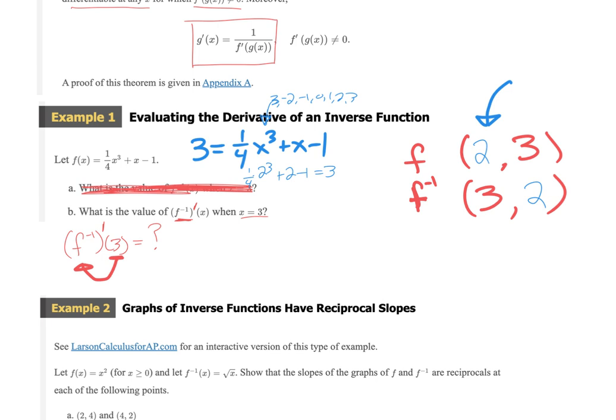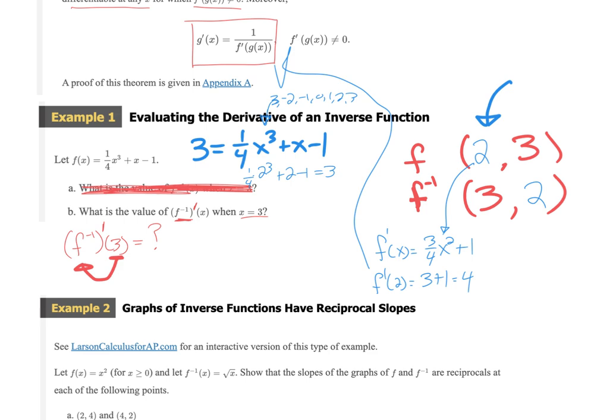Because now we're going to take the derivative of the initial function, which is 3/4 x squared plus 1. Now I can put my 2 in here, so we're going to find f prime of 2, and that is 3 plus 1, or 4. Now I have everything I need to plug it into this formula.